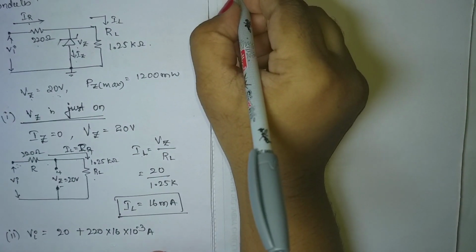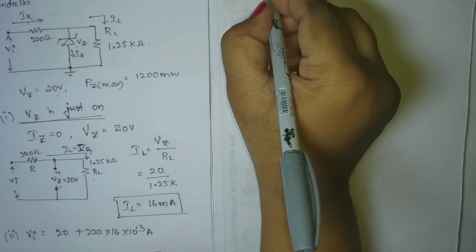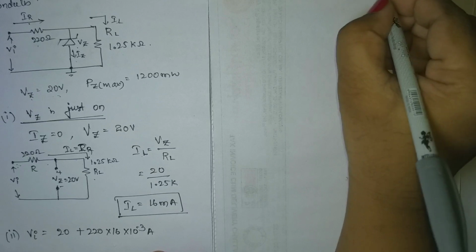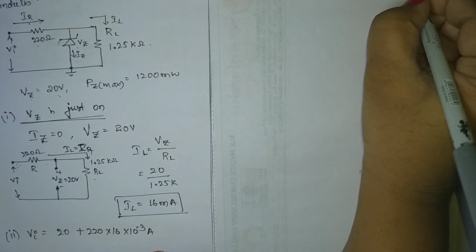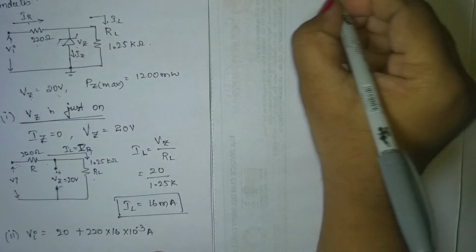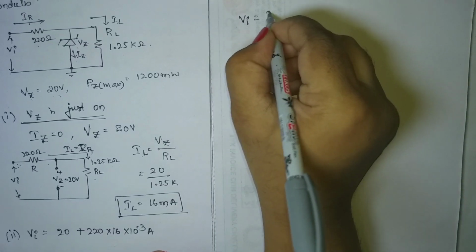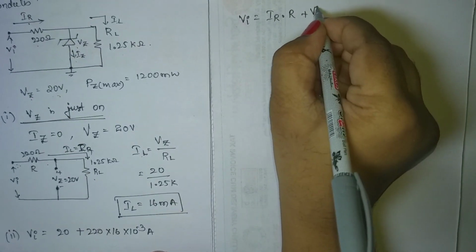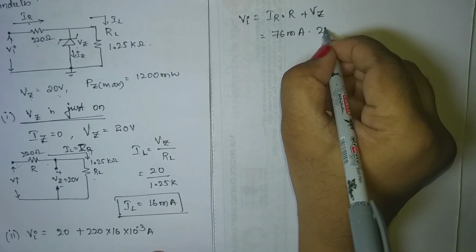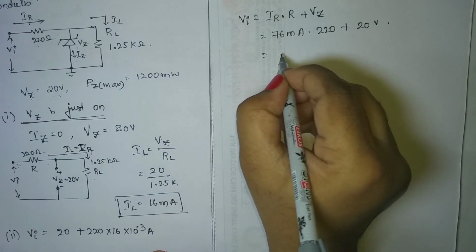Once I know the value of all the currents, I can calculate the value of Vi easily. Vi is equal to, again, the voltage drop, the same formula. You have two resistances. Across this, the voltage drop is Vz. So you have to know the voltage drop across the first resistance. Vz is 20 volts. Vi is equal to IR into R plus Vz. What is IR? 76 milliamps. R is 220 ohm plus Vz is 20 volts.